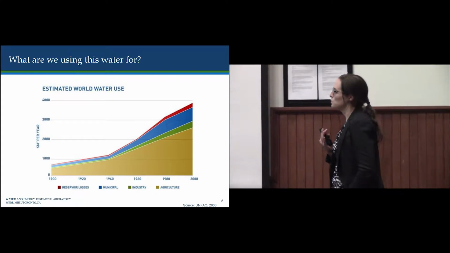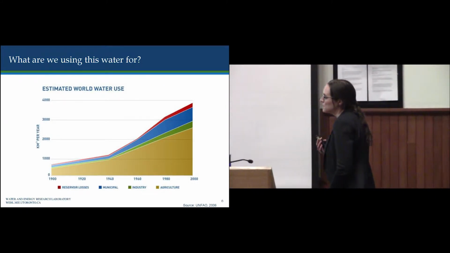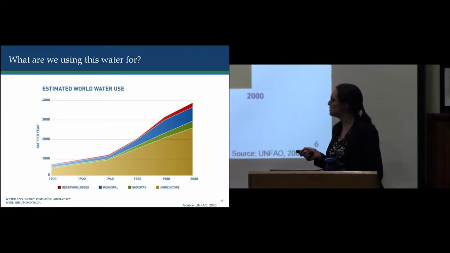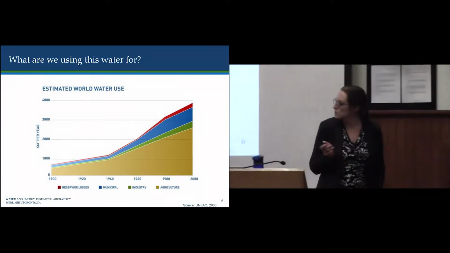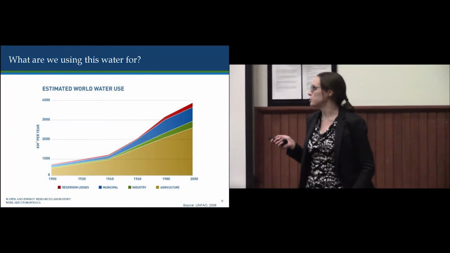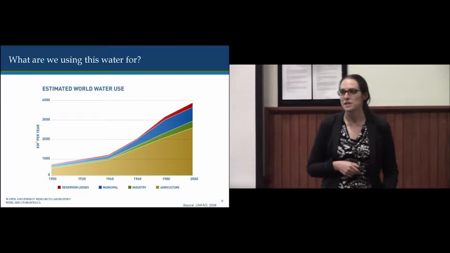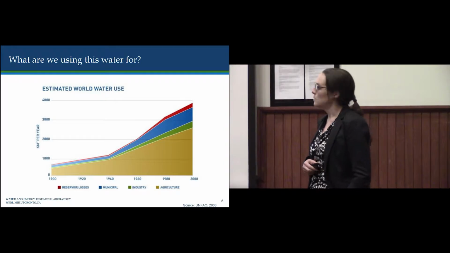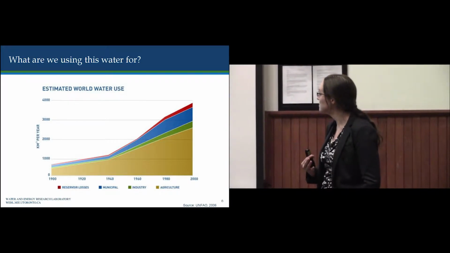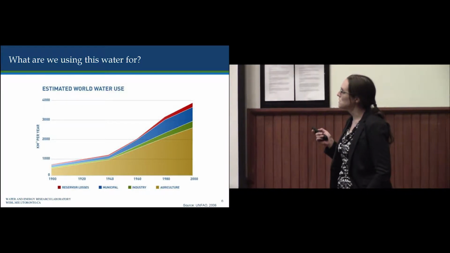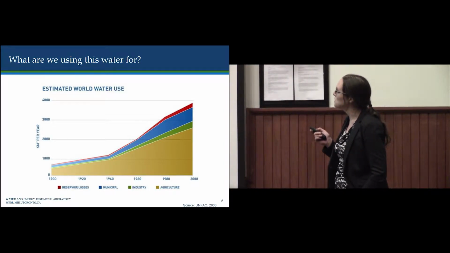So what are we using this water for? We can look and see what we're using it for. And actually, most of the water is being used, not super surprisingly, in agriculture. So a lot of this water is being used to irrigate, provide, and grow food, whereas less is being used for different industrial uses, municipal uses.